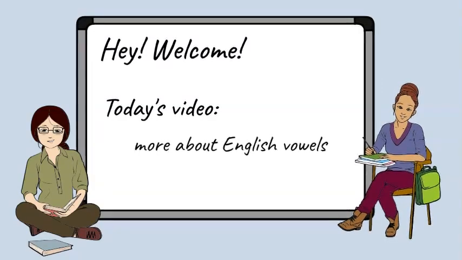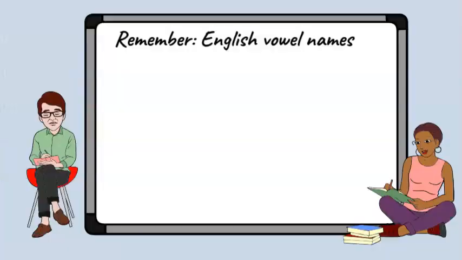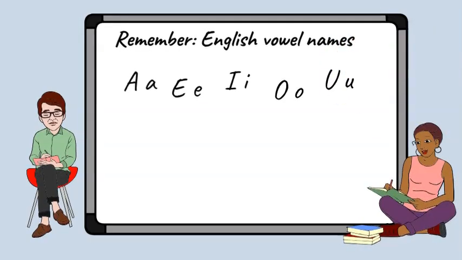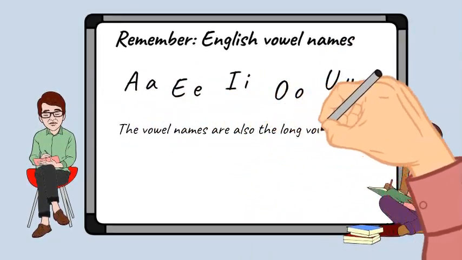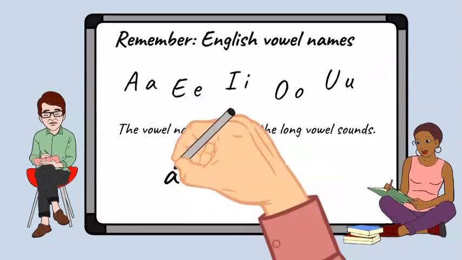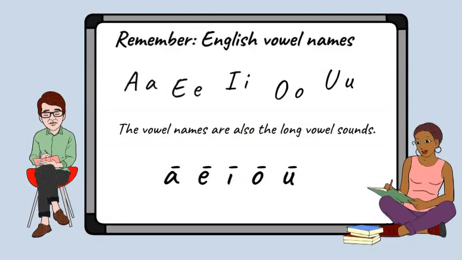Today's video, more about English vowels. Remember English vowel names: A, E, I, O, and U. The vowel names are also the long vowel sounds. A, E, I, O, and U.